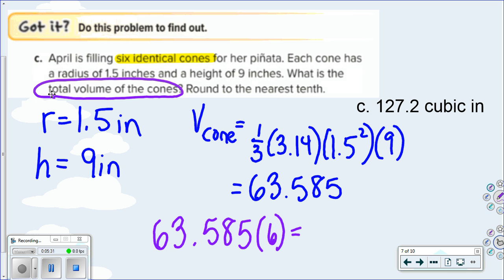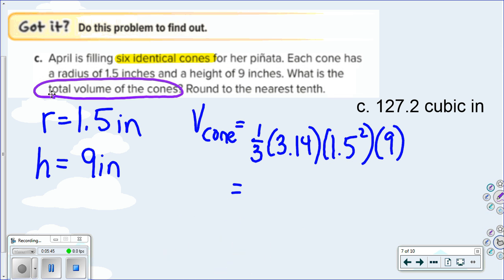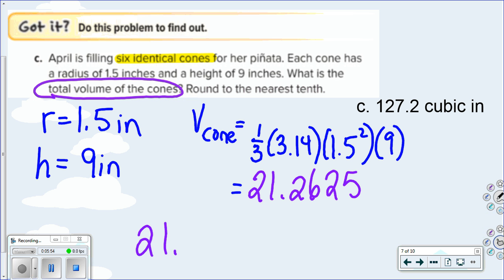What? Wait a minute, did I do this right? No, I got 380... was 21.2 inches times 6. Oh, because this isn't right. Oops, this is not right. The volume, I forgot to divide by 3. Thank you. Good thing we're recording this. Sorry at home. I forgot to divide by 3. 21.6225. Now we're going to take that number, multiply that by 6, and then you'll get that answer, rounded to the nearest tenth.